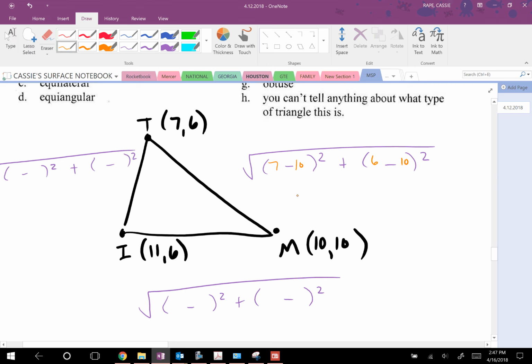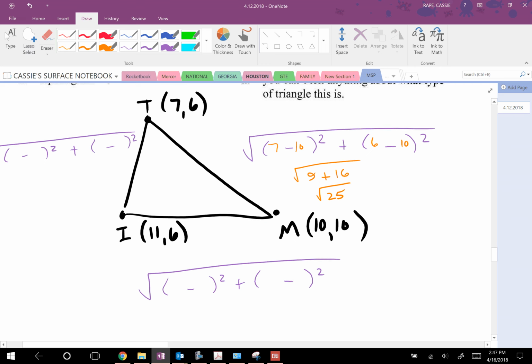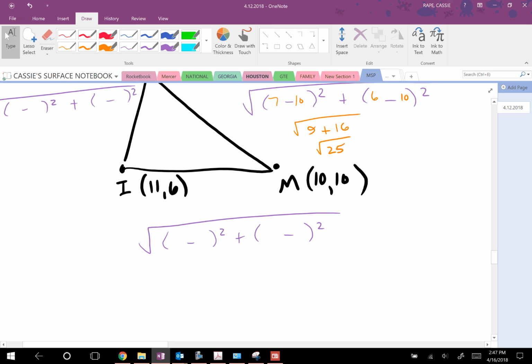All right, 7 minus 10 is -3. Quantity squared is 9. Plus 6 minus 10 is -4. Quantity squared is 16. That's the square root of 25. Once again, I know the square root of 25 is 5. I'm leaving it that way because I need to compare the lengths of the sides, and to do that easily, they need to be in a similar form.